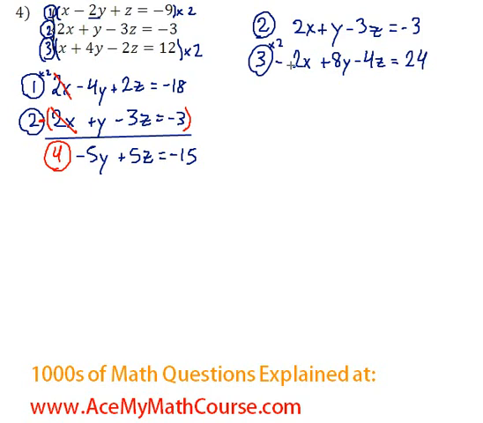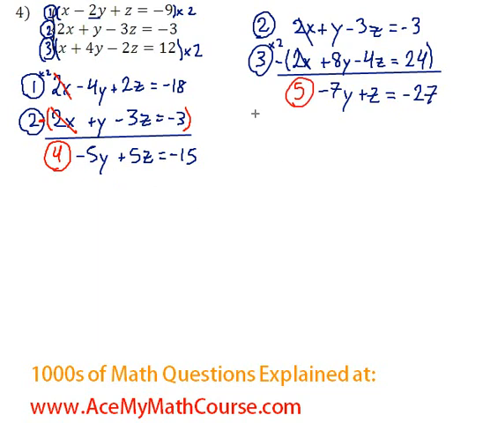Okay, so I need to also subtract these equations to eliminate 2 x's. Okay, so 2x minus 2x cancel out. y minus 8y, negative 7y. Negative 3z minus negative 4z is just z, because negative negative make a positive. Negative 3 plus 4, 1, so 1z. Finally, negative 3 minus 24 is negative 27. Great, and that is equation number 5.